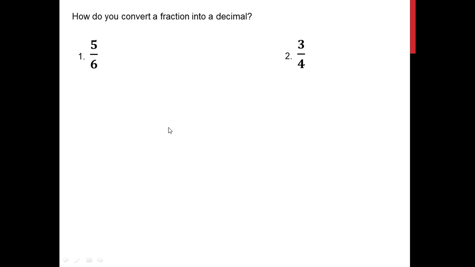Now, converting a fraction into decimal is very easy. All we need to do is to divide the numerator, the number on top of the fraction, by its denominator, the number below the fraction bar. Okay? Because like I said, the fraction bar is also a division operation.